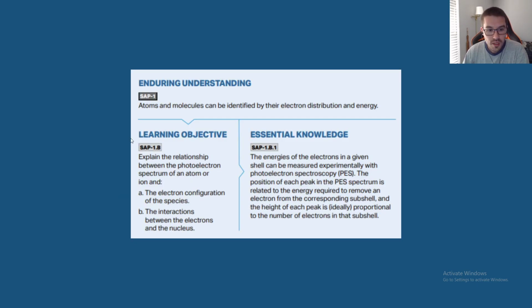So, the learning objective for this topic is for you to be able to explain the relationship between the photoelectron spectrum of an atom or ion and the electron configuration of the species, as well as the interactions between the electrons and the nucleus. Okay, so you're explaining the relationship between the photoelectron spectrum and these two things. Okay, which you will be able to do once we get through with this video.